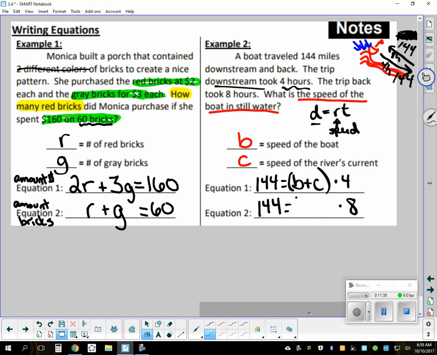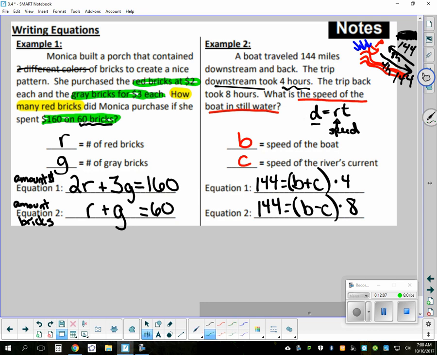But on this one, your rate, you're working against the current. So you would have to take the speed of the boat and subtract the current. It is working against you. These two examples are kind of typical examples of what they ask you to do with systems. This one I always think of as amount of money and then amount of items. And then this one just uses that d equals rt.